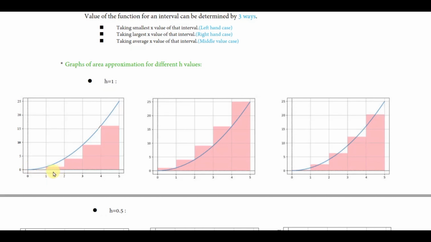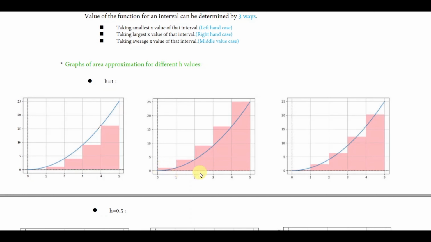Same for the other intervals, as here in the interval 1 to 2, we have taken the value x equal to 1, and for that whole interval, we have taken the value of the function corresponding to that x value, that is equal to 1. Similarly for other intervals also. In the second case, we have taken the largest value of x and we have corresponded the value of the function for that whole interval according to that. See here, as in the interval 0 to 1, we have taken the largest value, that is 1, equal to x, and corresponded the value of the function for x equal to 1 for that whole interval.